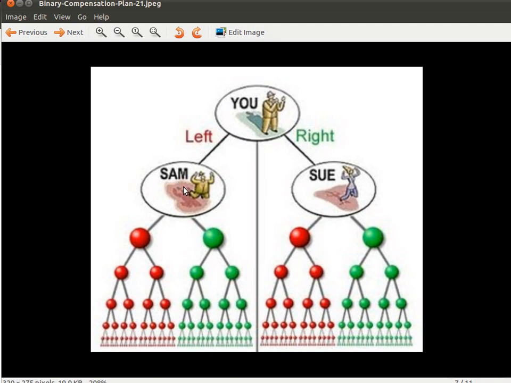If Sam earns $100 from the binary this month, you would match that 40%, so you would earn $40. If Sue earned, say, $1,000 from the binary this month, you would match that 40%. You would earn $400 as a result of her.